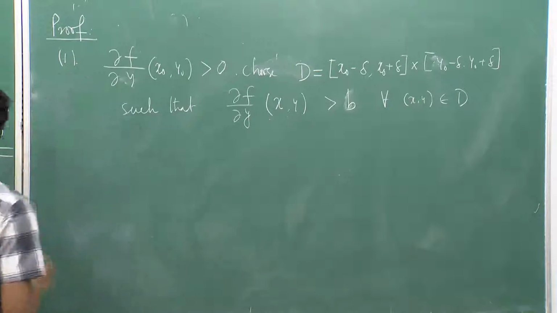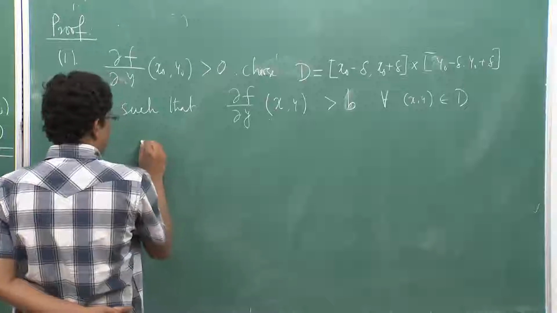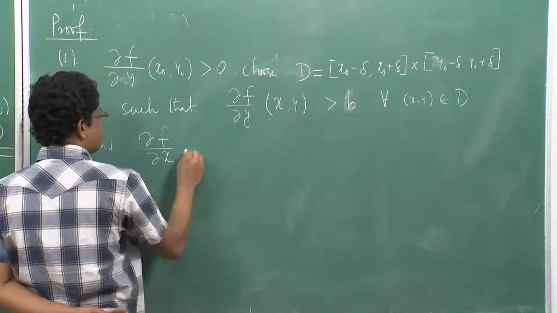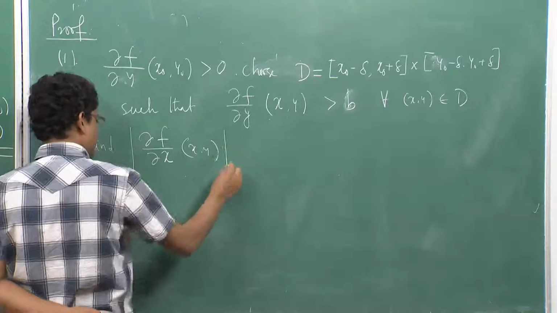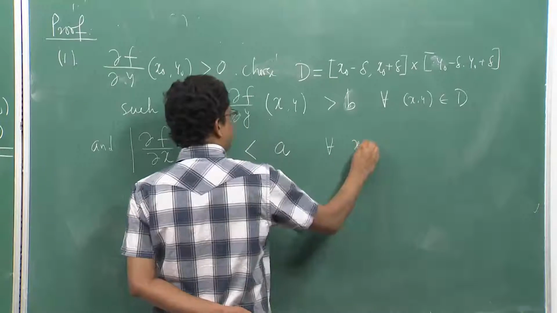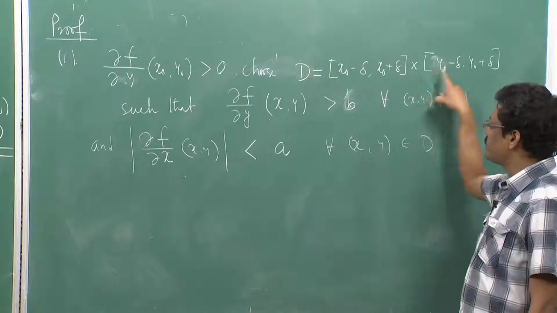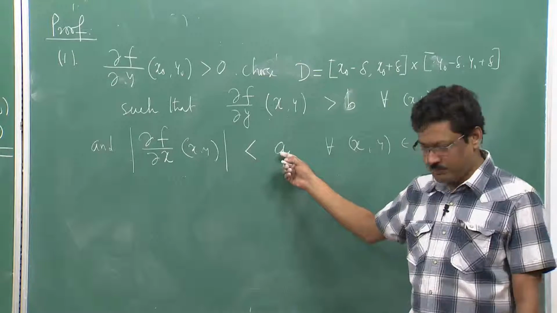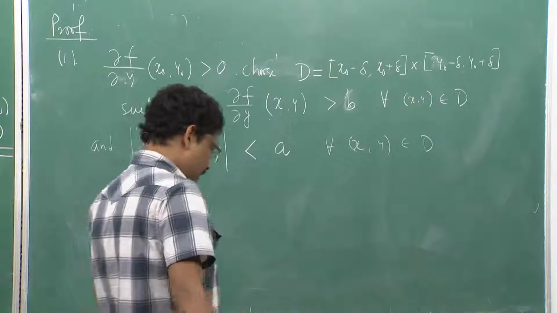This is because of continuity, and del f del x at x, y is less than some number a for all x, y in D. It is a continuous function del f del x on a closed interval, so it will have a maxima and minima. So, I take the maximum there, and there I take the minimum.